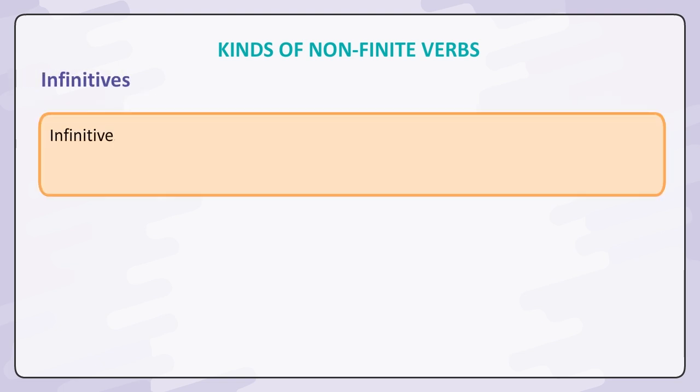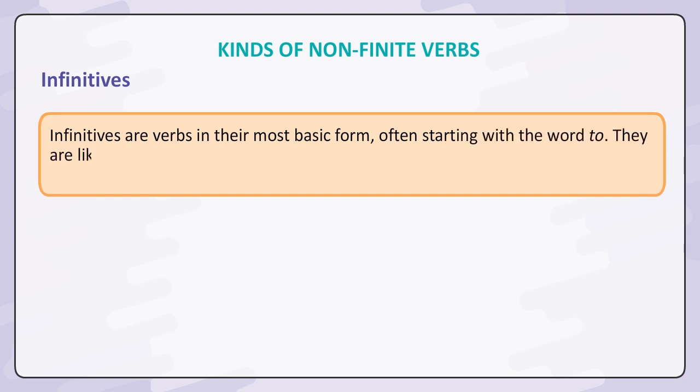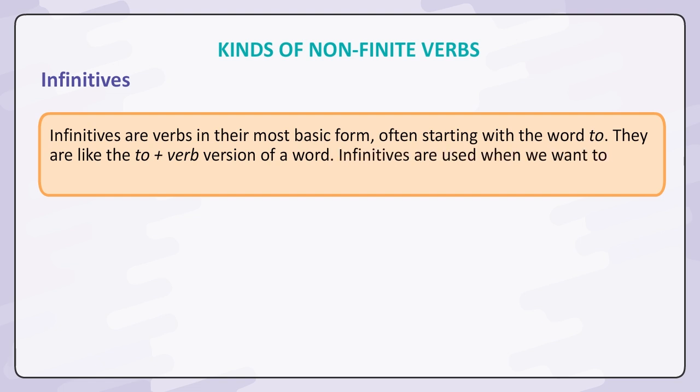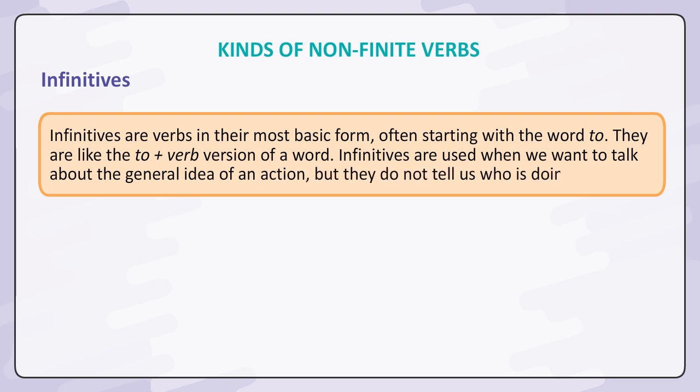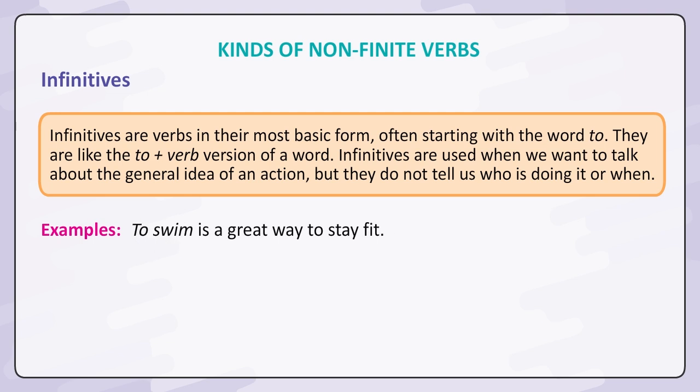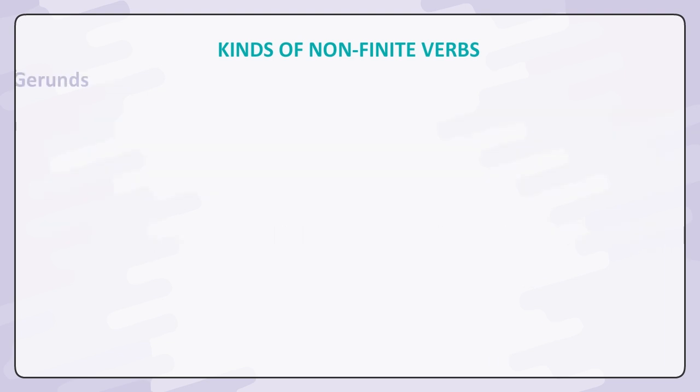Infinitives. Infinitives are verbs in their most basic form, often starting with the word to. They are like the to plus verb version of a word. Infinitives are used when we want to talk about the general idea of an action, but they do not tell us who is doing it or when. Examples: to swim is a great way to stay fit. She wants to read a book tonight.